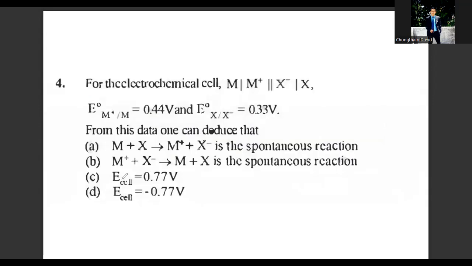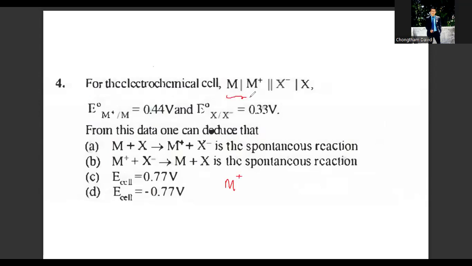Let us read. For the electrochemical cell given here, this double bar is your salt bridge. Now, the standard cell potential for this metal ion is 0.44, and this X is given as 0.33. From this data, one can deduce the following. What is the correct answer for this? Let us decode the answer by first writing the reaction.